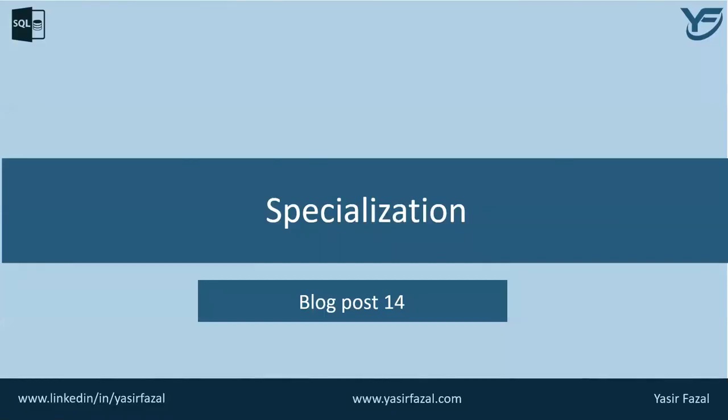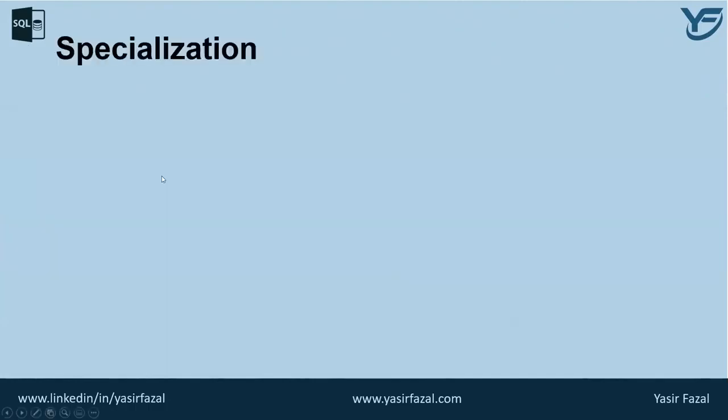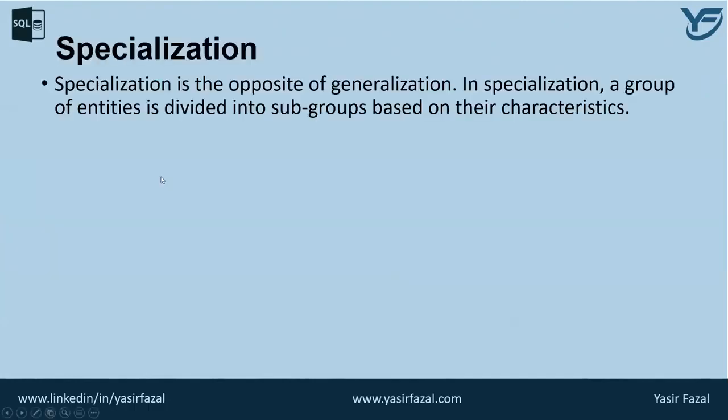And in this blog post, I'm going to discuss specialization. So when we talk about specialization, I basically say that specialization is totally opposite to generalization. And in specialization, a group of entities is divided or subdivided into subgroups based on their characteristics.